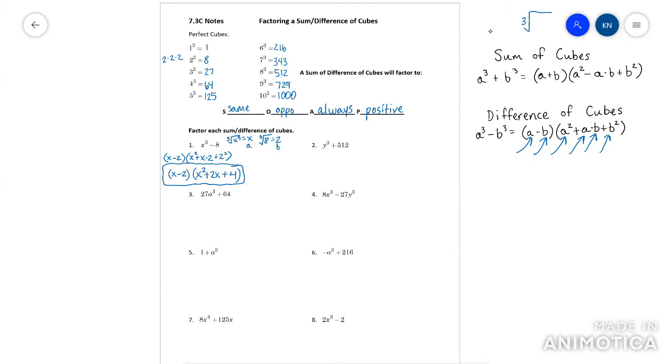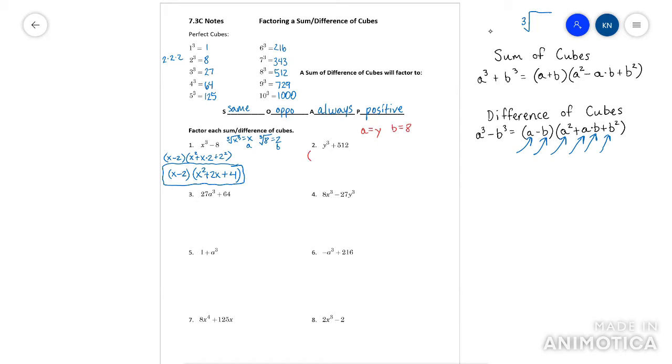That's all you have to do for all of these. So like this next one, I'm starting by getting the cube root of y cubed, which is y, and the cube root of 512, which is 8. This is a plus in the middle, so I'm going to be using the sum of cubes equation and plugging in for A and B.